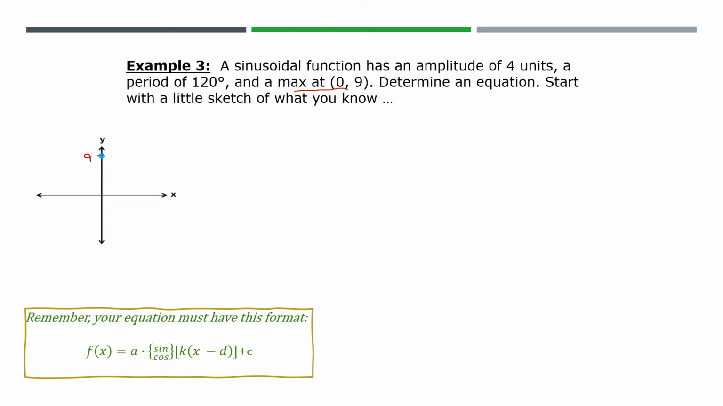It's got an amplitude of 4 units. Remember our formulas from before. Our c value is equal to the maximum subtract the amplitude. Our maximum is 9, that was in the question. Our amplitude is 4. So our c value is at a 5. So let's put a 5 here.